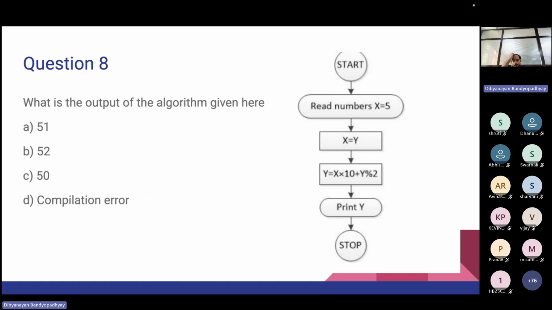And then there is another flowchart. So yeah, this is the algorithm. Start, read number x equal to 5, then x is assigned the value of y, then this is the operation being performed, and print y, stop. So what do you think will be the output here? See the operations very carefully actually, because it is not directly very easy. So see the operations very carefully.